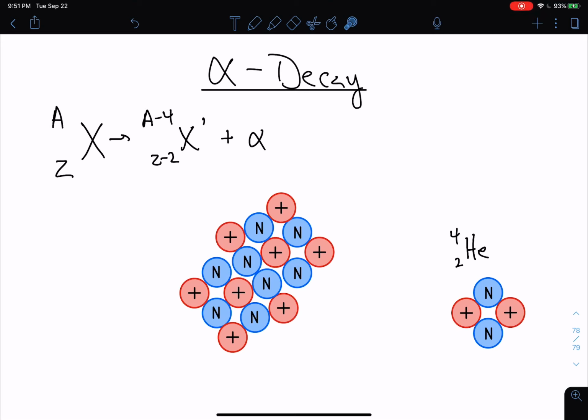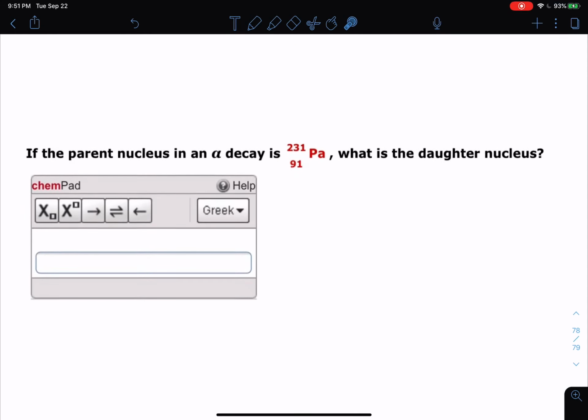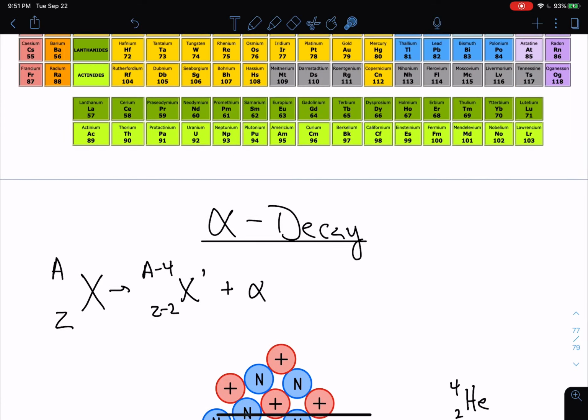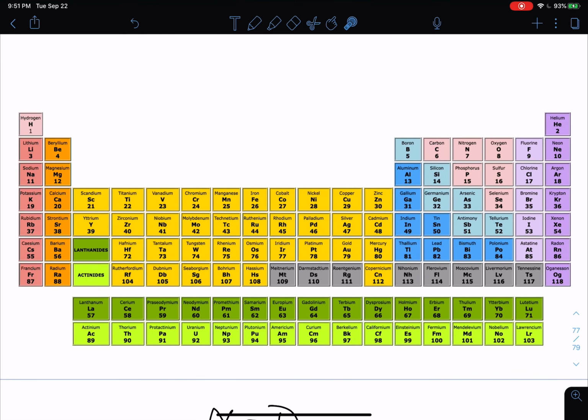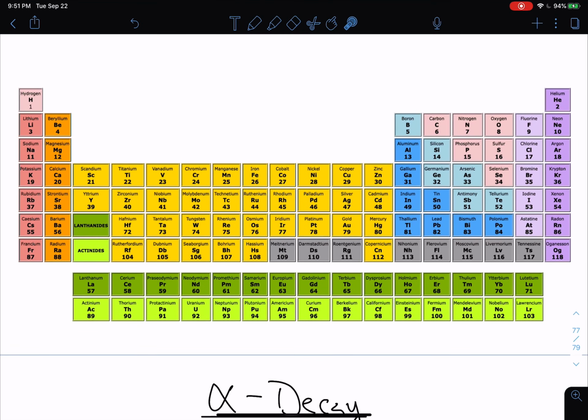So real quick, I want to talk about how to enter the answers for this type of problem. So here we go. For example, it says, if the parent nucleus in an alpha decay is Pa-231, what is the daughter nucleus? Now, you might be saying, what the heck is Pa-231? Well, that's what we've got this wonderful periodic table for. I have already forgotten, let's see, it was 91. Okay, so we just look for 91. Here we go. Protactinium.